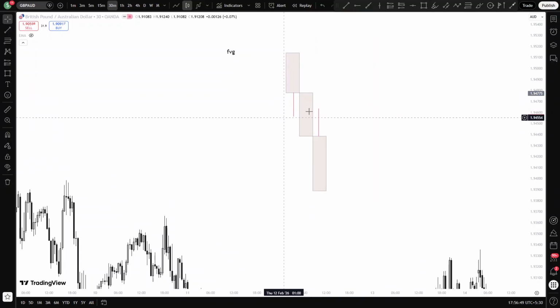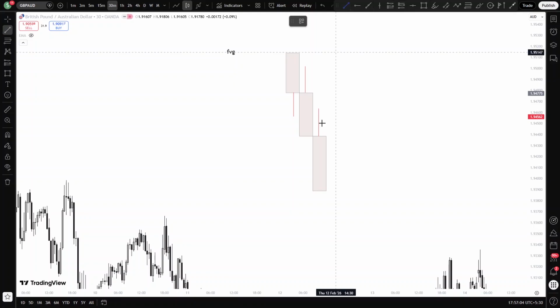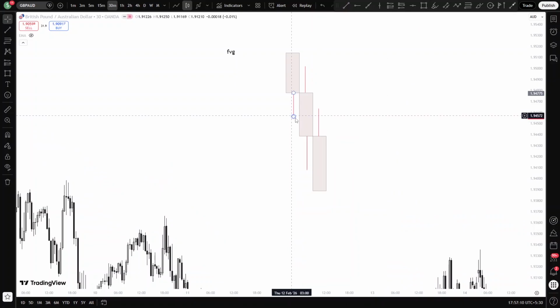So what we want to see in the market, we don't want to see this wick and this wick colliding. They should not meet at any point. There is supposed to be a space between this wick and this wick.